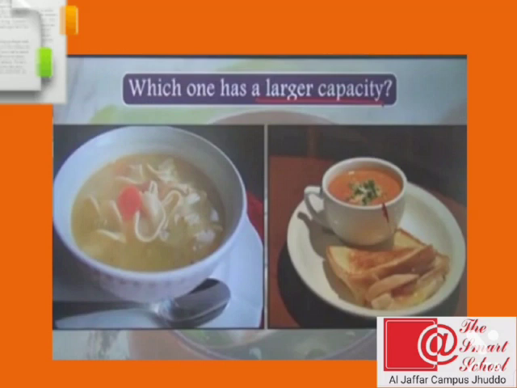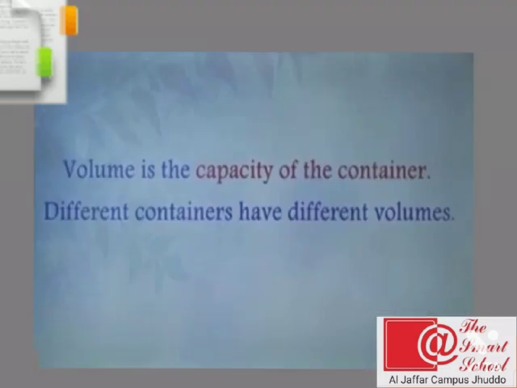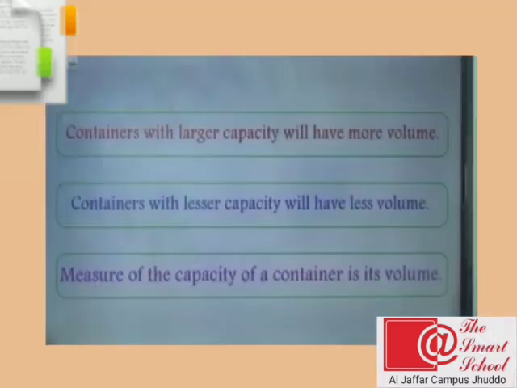So basically when we are talking about the capacity of a container, it is basically the volume of a container, that is how much liquid it can hold. So the volume is the capacity of a container. Different containers have different volumes. As you see, different sizes of containers have different volumes because they can hold different amounts of liquid. A container with large capacity will have more volume and a container with lesser capacity will have less volume. The larger container will have a larger volume and the smaller container will have a smaller volume.